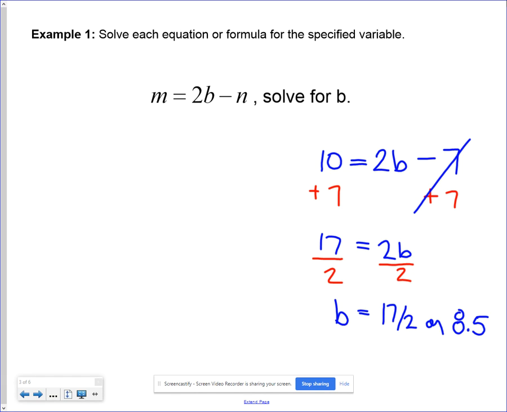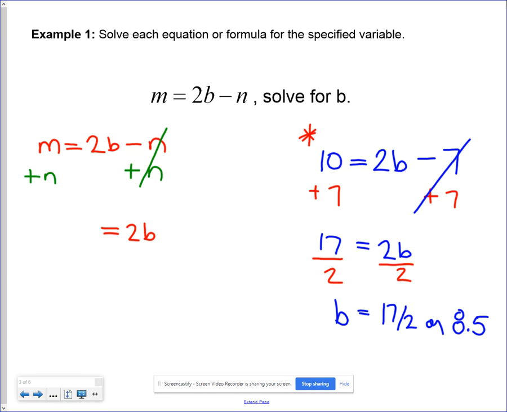That's how many steps it would take to solve this formula for B if we left M and N in it. So let's try it. Let's try using the variables here. We got M is equal to 2B minus N. What did we do first on the blue equation? We added 7 to both sides. Well, what was the 7? We said N was 7. So what we're going to do here is add N to both sides. Negative N plus N cancels out. So on this side, we just got 2B.